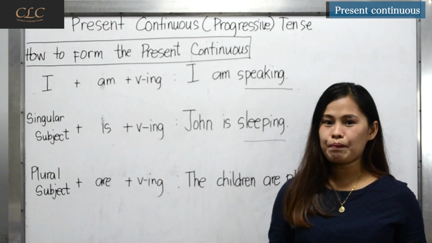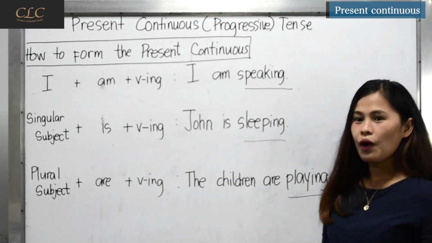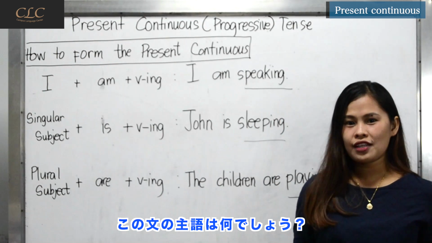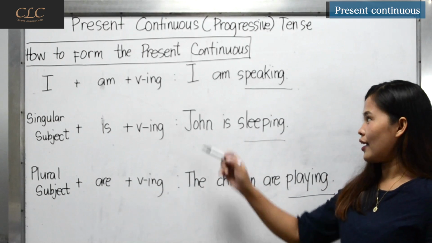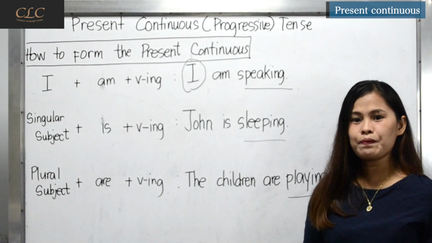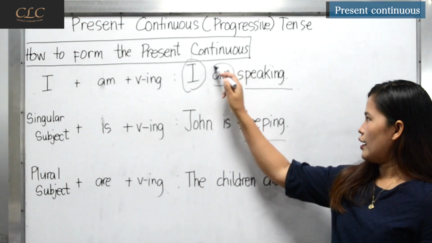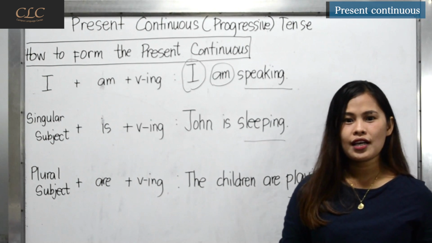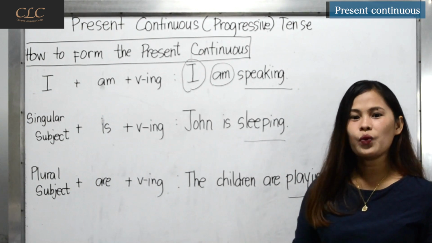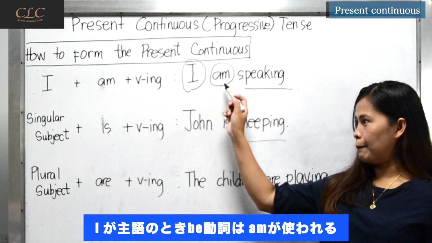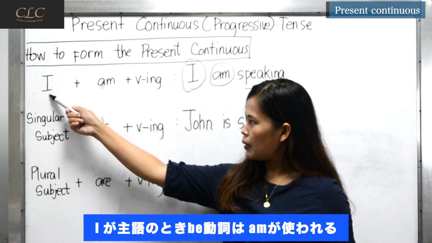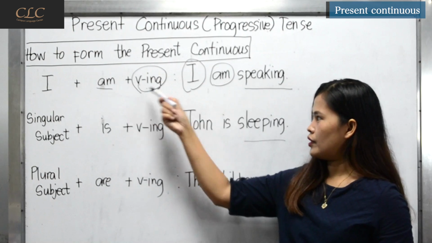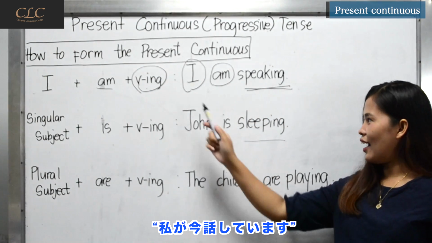Now, let's read the examples on the board. So our first example is, I am speaking. So what is our subject here? So our subject is I. And the verb to be is am. And our main verb, which is speaking. So remember that when the subject is I, then we always use the verb to be am. So we have here I plus am, and of course, our main verb in the ing form. So we have here speaking. I am speaking.